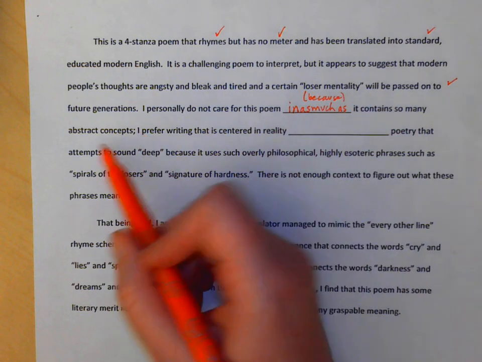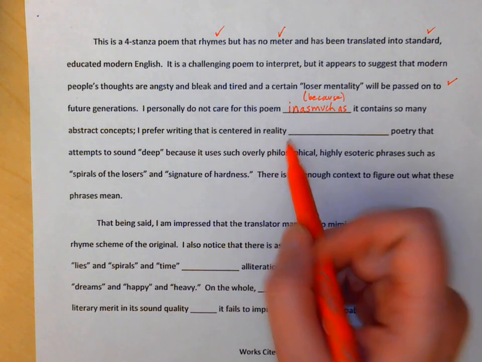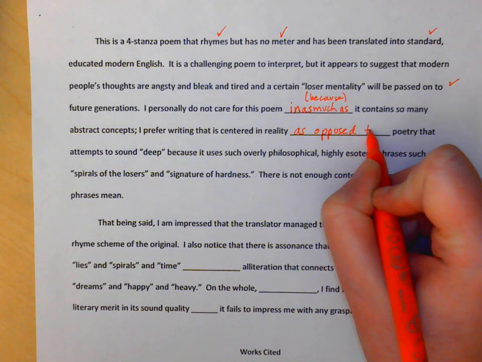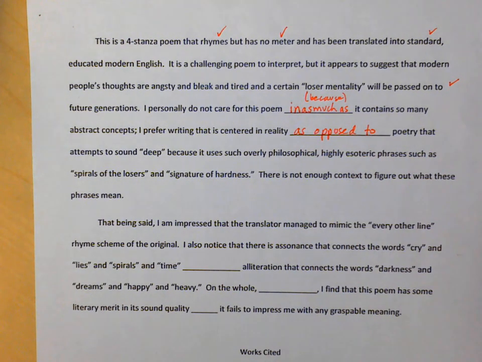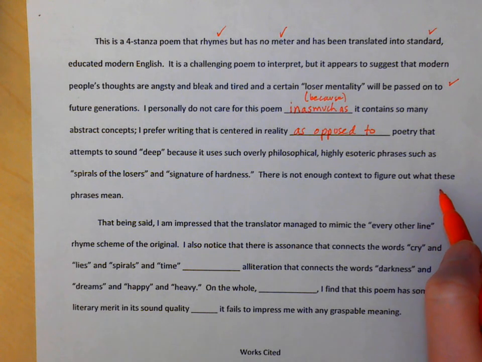Because it contains so many abstract concepts, I prefer writing that is centered in reality as opposed to poetry that attempts to sound deep because it uses such overly philosophical, highly esoteric phrases such as spirals of the losers and signature of hardness. There's not enough context to figure out what these phrases mean. I mean, they sound kind of cool, but it doesn't really make sense.